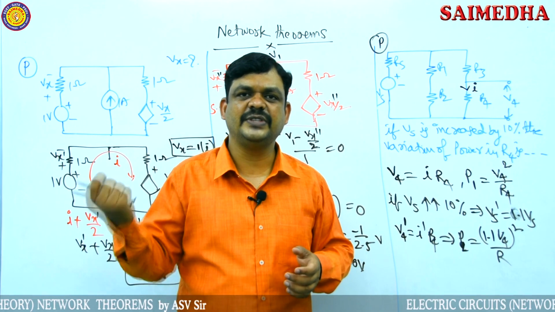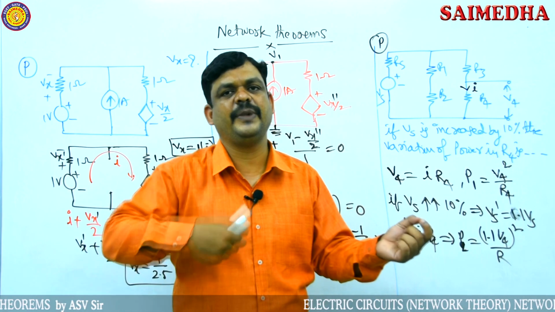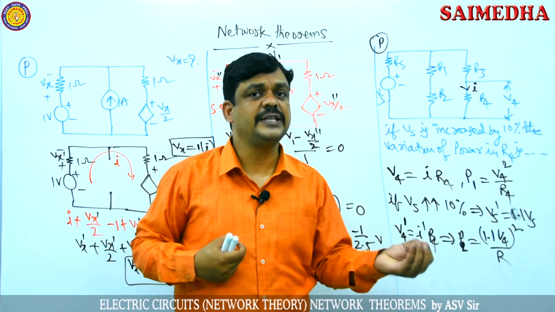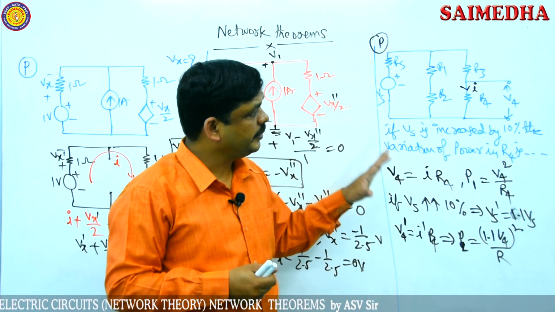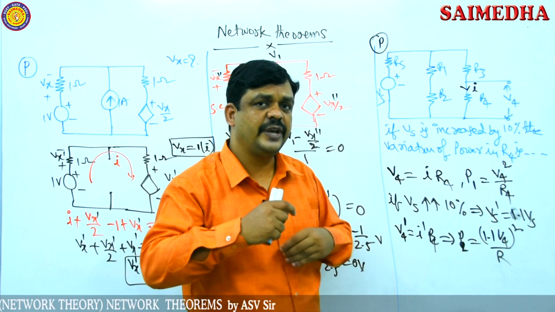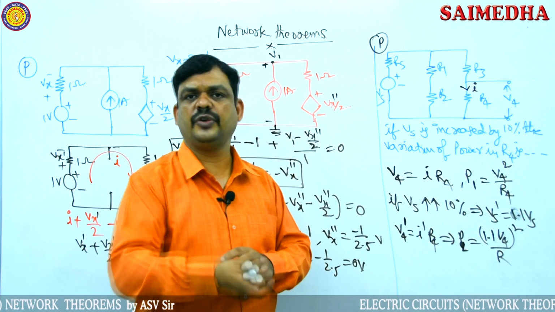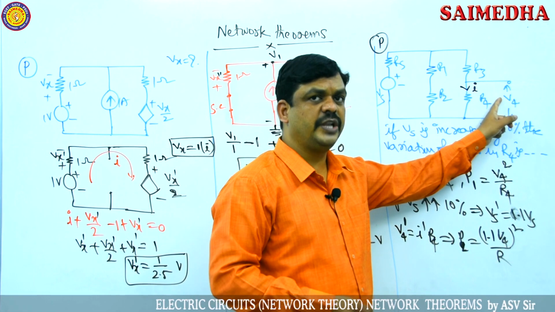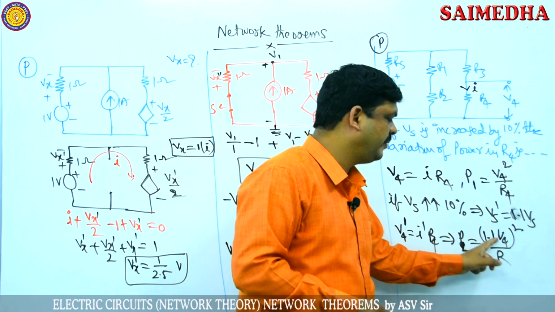If the input is multiplied with K, output voltage is also multiplied with K factor. If the input is multiplied with K, output current is also multiplied with K factor. But here the question is power. That's why initially I am finding voltage and later we have to find out power. So due to this 10% increment, 10% voltage also increases, then the value becomes 1.1 V4.